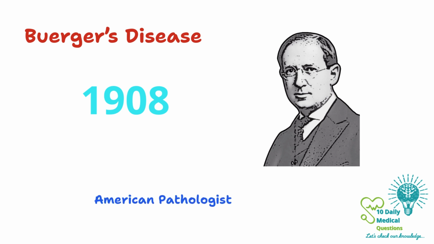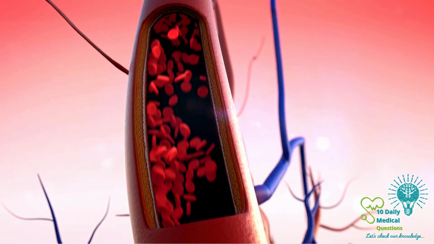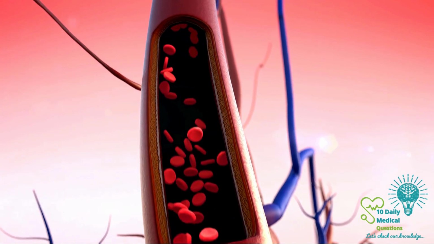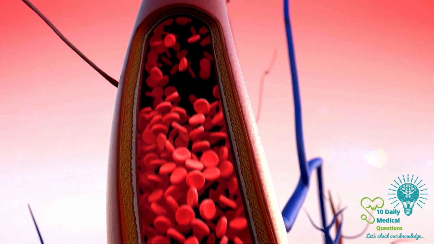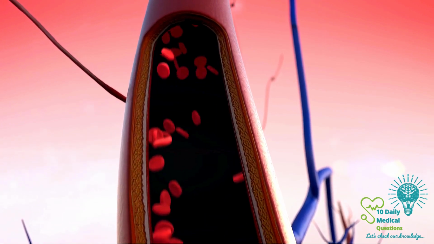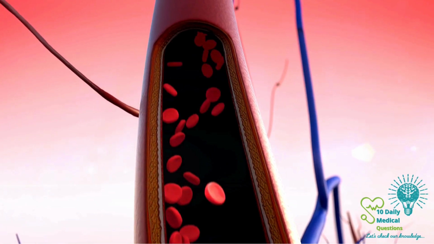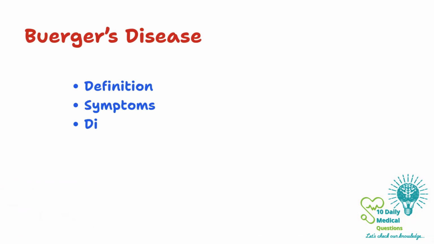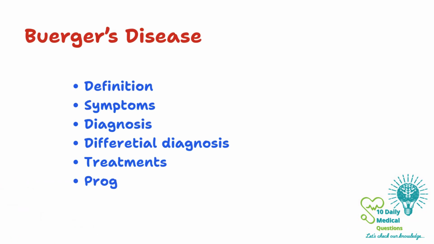Through detailed autopsy studies, Dr. Buerger recognized a unique inflammatory disease affecting the small and medium-sized arteries and veins, especially in the limbs of young male smokers. In today's video, we will take a closer look at what exactly this disease is, symptoms, diagnosis, and treatments.